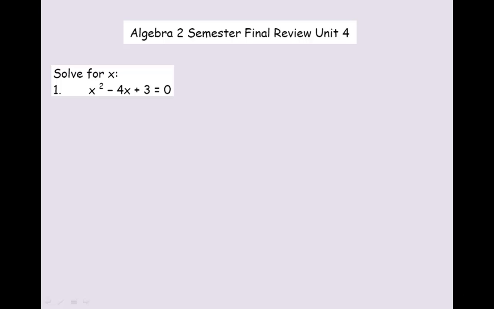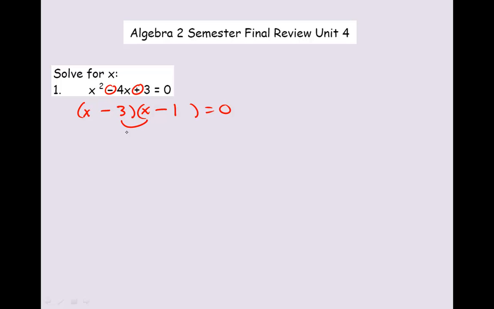Alright, review for Unit 4. Solve for x. What we want to do here is factor. Since the second operator is positive and the first one is negative, both are going to be negative. X times x gives me x squared, and 3 times 1 gives me positive 3.